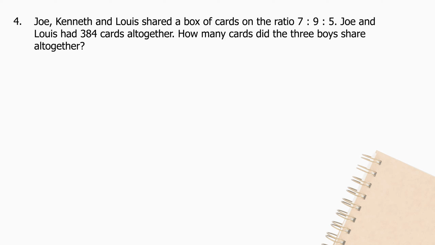Question 4. Joe, Kenneth, and Louis shared a box of cards in the ratio 7:9:5. Joe and Louis had 384 cards altogether. How many cards did the 3 boys share altogether?